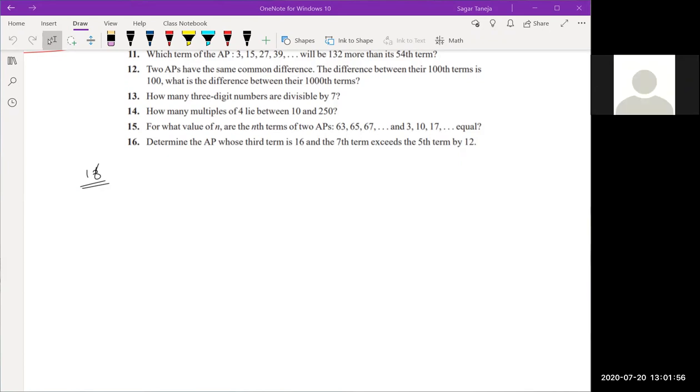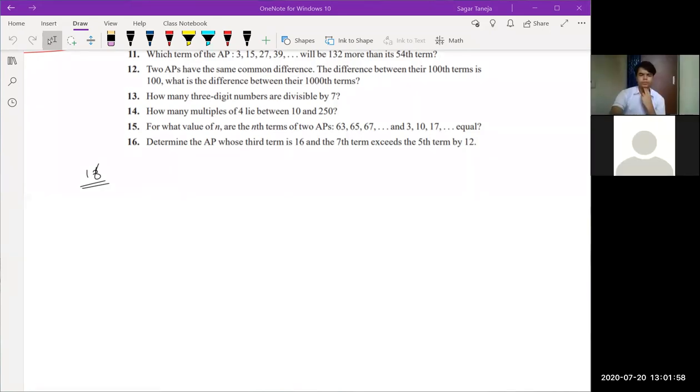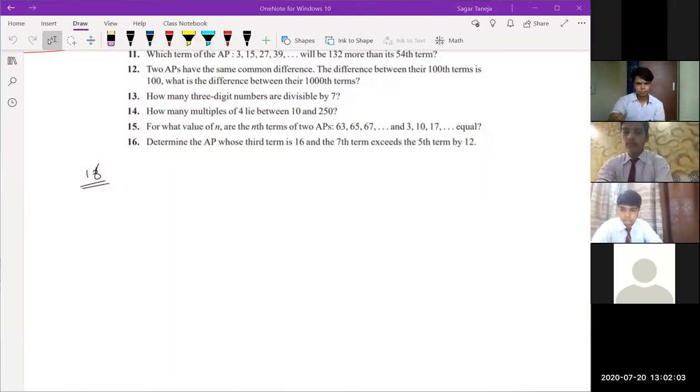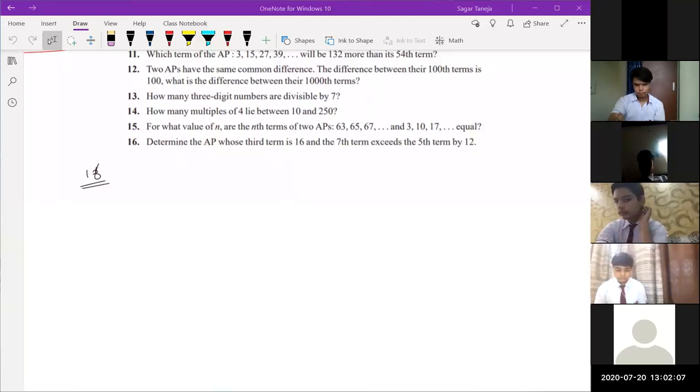Get ready, switch on your videos, and we'll start with the same exercise which we were doing, exercise 5.2 of chapter number 5, arithmetic progression.